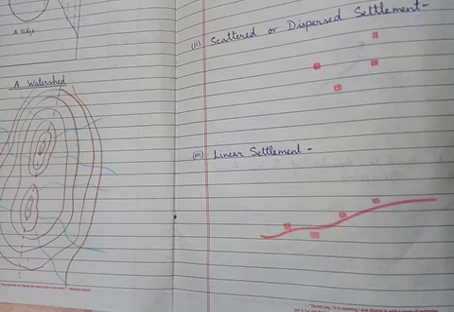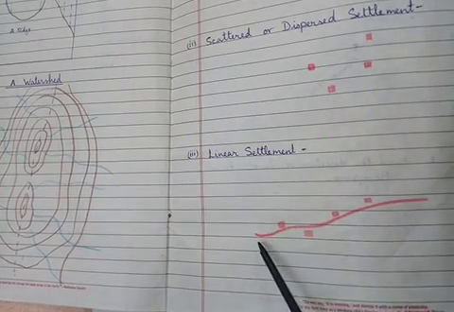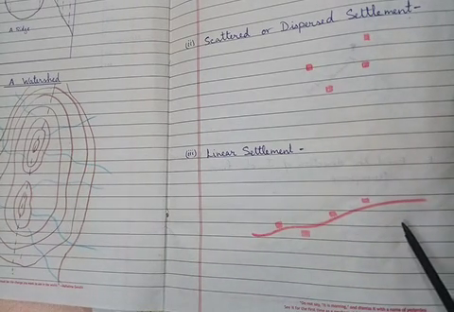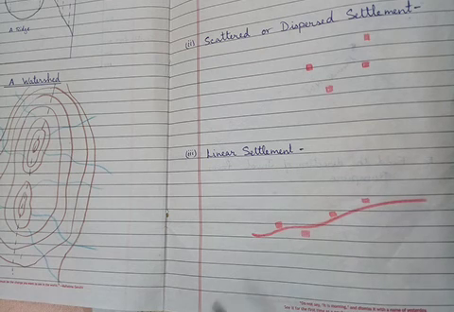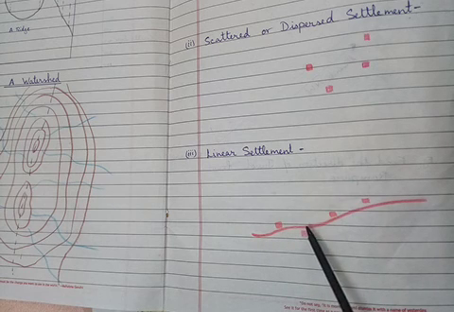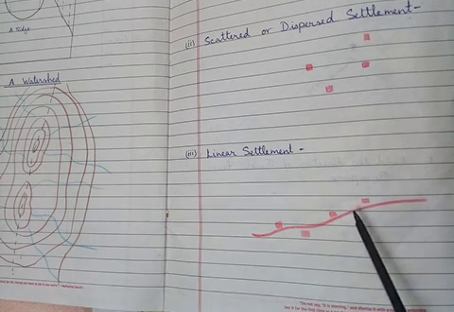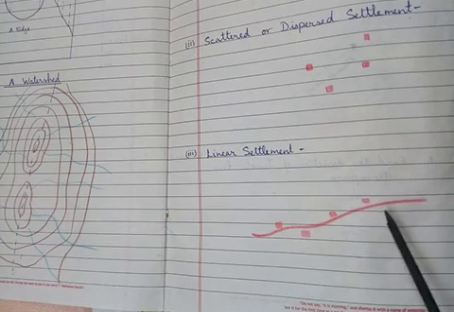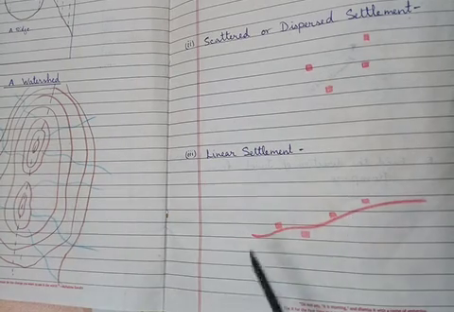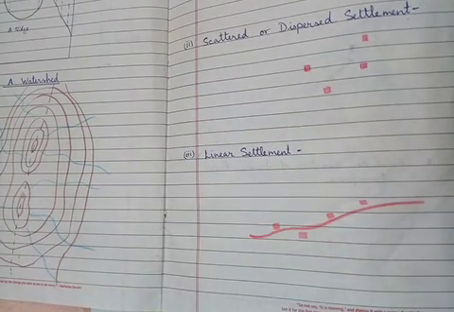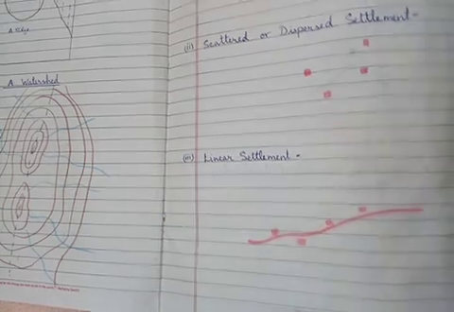Now the third one you can find here, there is one red line given. This red line represents one road, and on both sides of the road you find huts shown. These huts are shown in one line, situated along the road, and this pattern is called linear settlement.